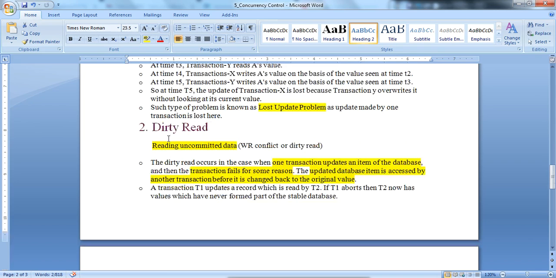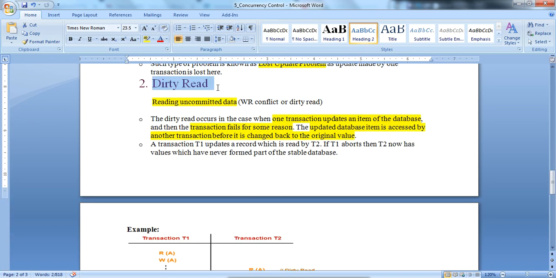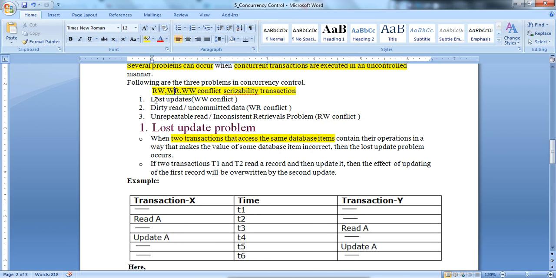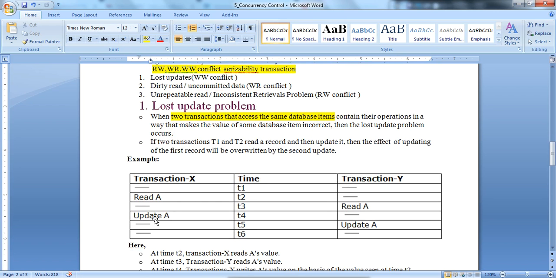Okay. Now the second problem is a dirty read. The lost update is a write problem, right? This is a write conflict. The example contains a write conflict, or it may be the lost update. Both are the same thing.